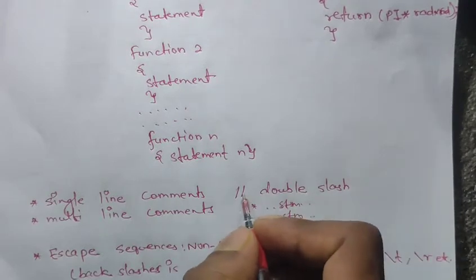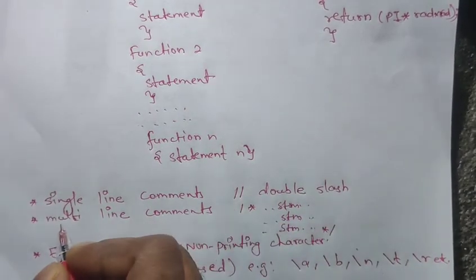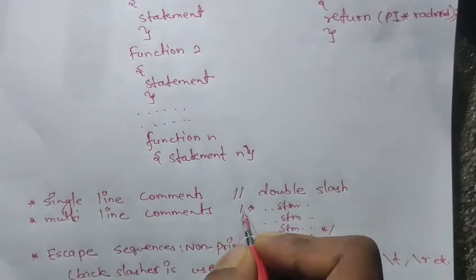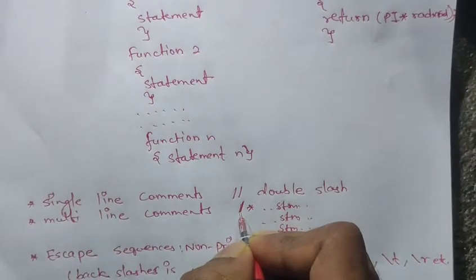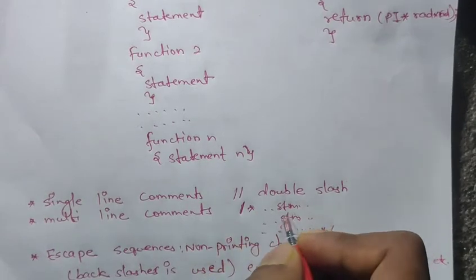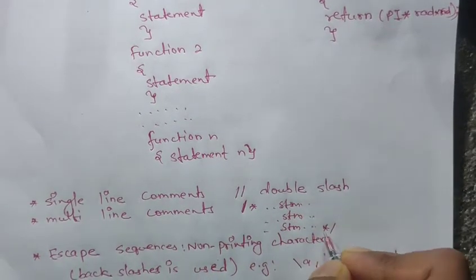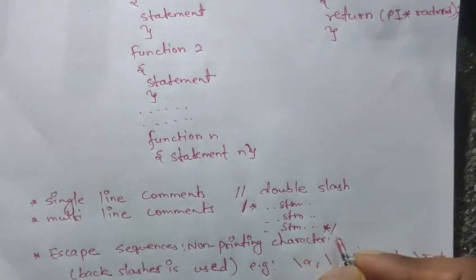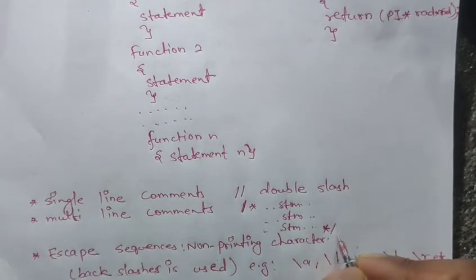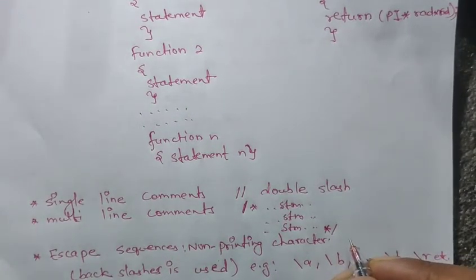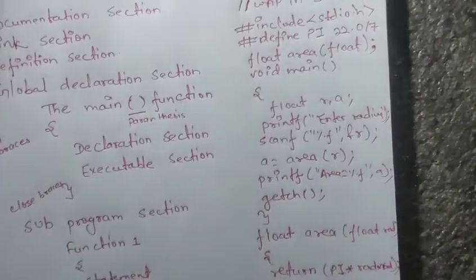You can see it written here, and we can also use multi-line comments for multiple lines. How do we use it? Forward slash, asterisk symbol, and a block of statements will be written in multiple lines, and at the closing time we use asterisk and forward slash. In this way we can use single line comments and multi-line comments for the documentation section.